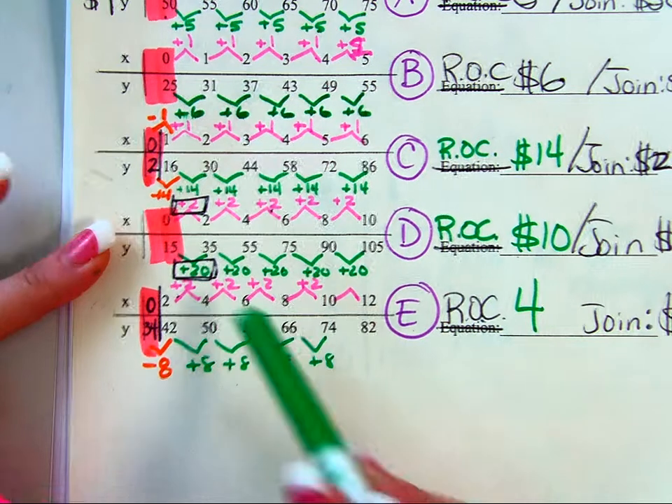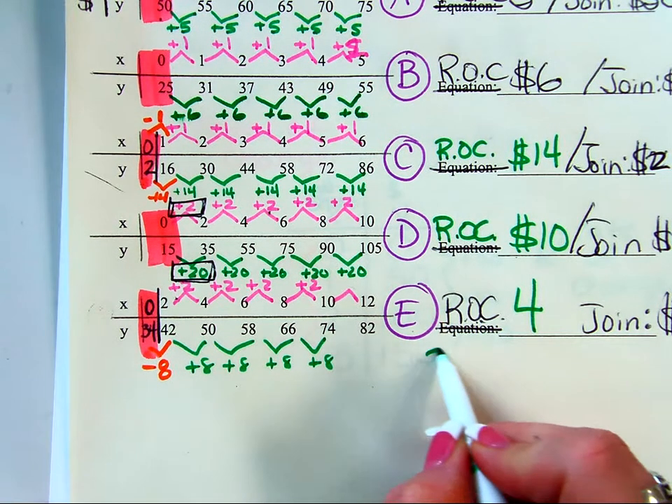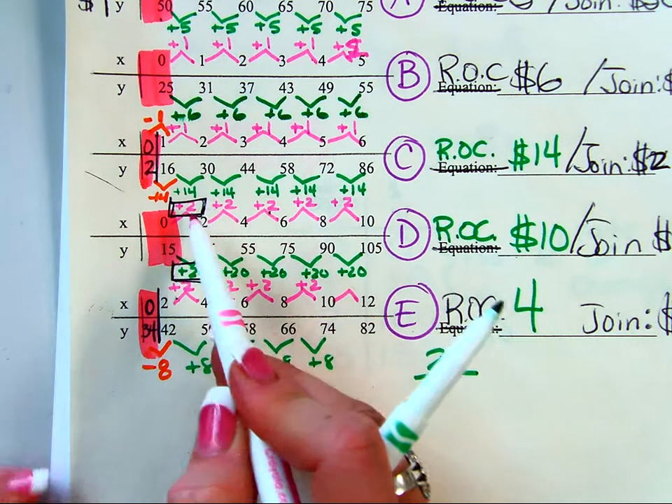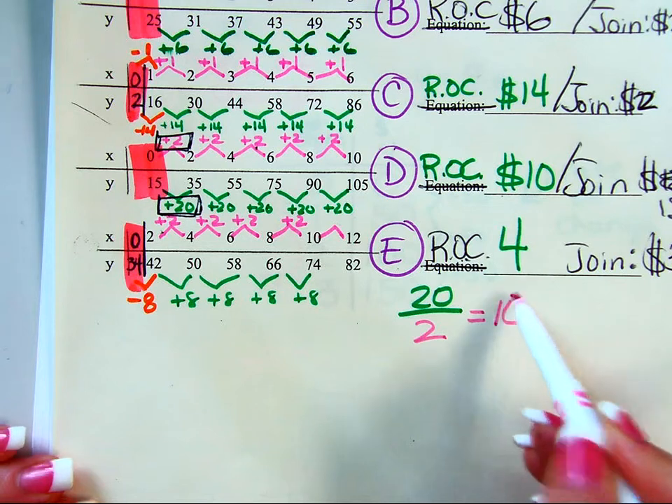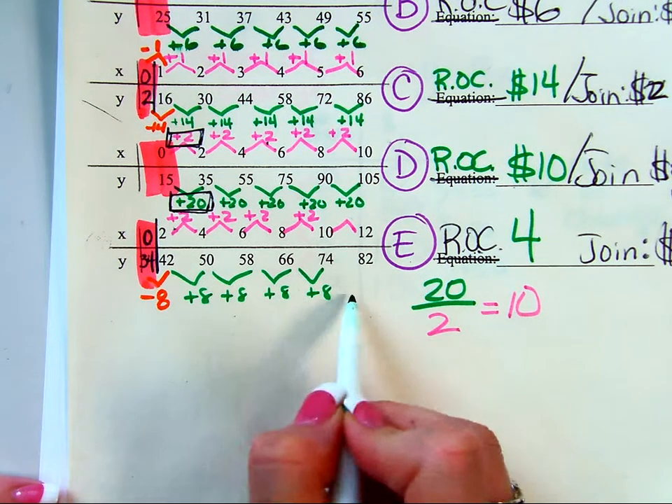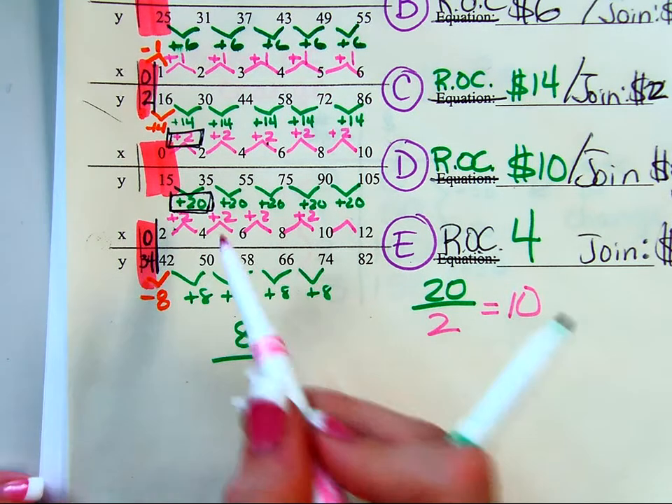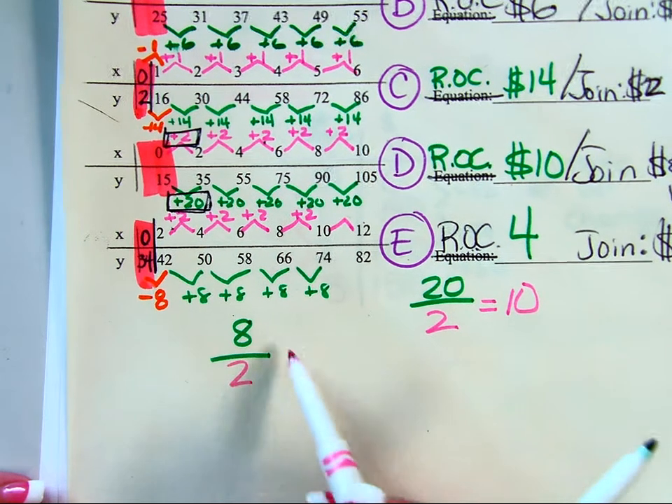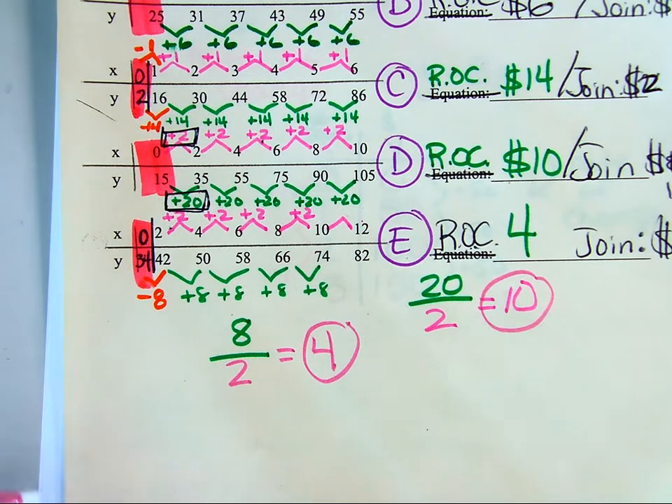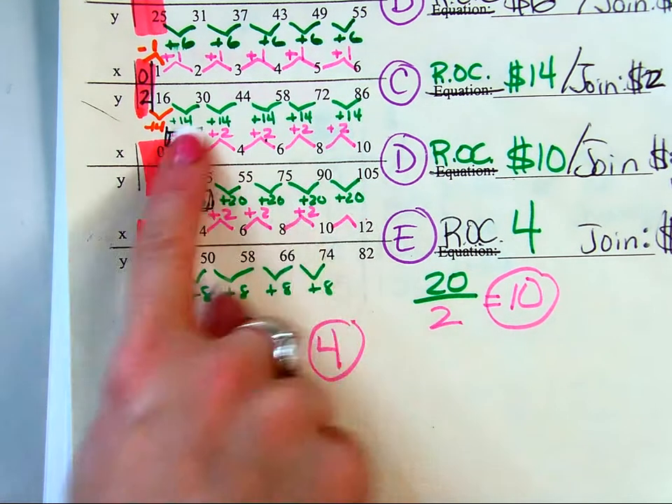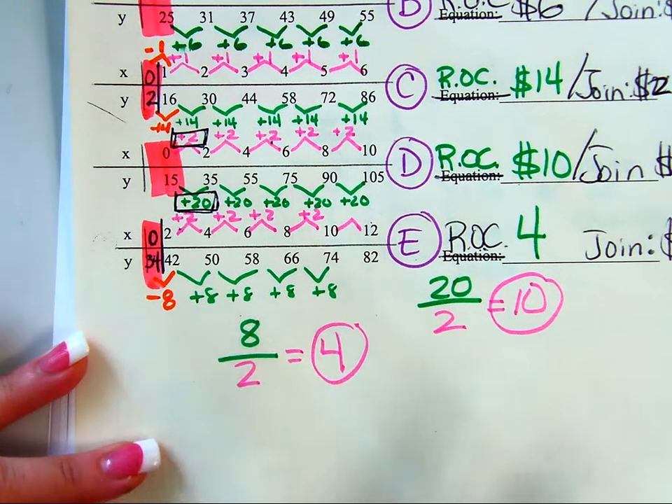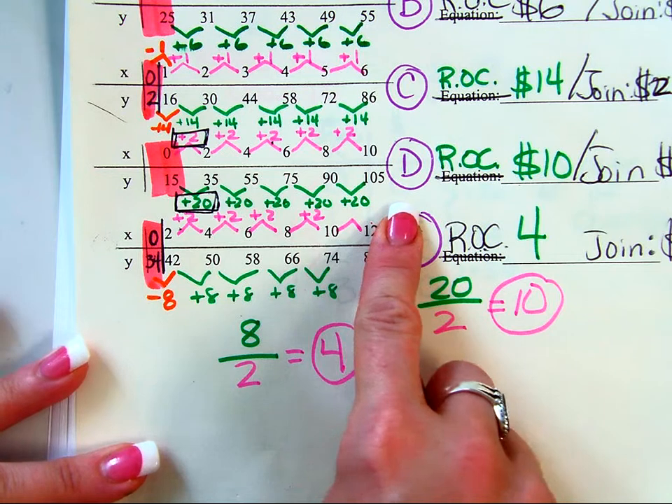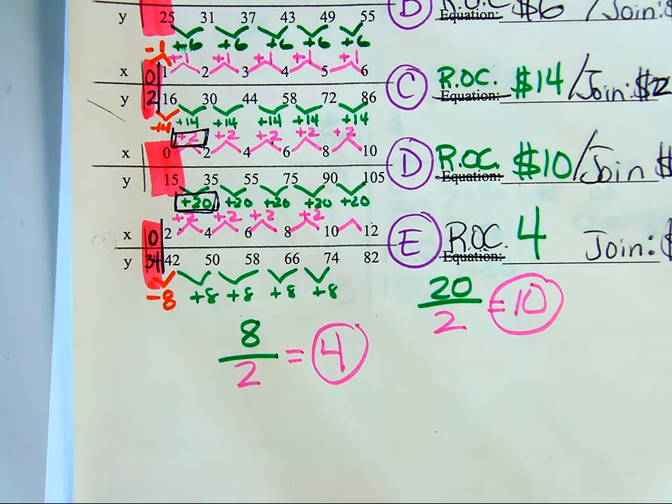What was the change in the y values here? 20. What was the change in the x values here? 2. What was 20 divided by 2? 10. What was the change in the y values here? What was the change in the x values here? 2. My rate of change was 4. So watch. If it has 0, 0, divide the y by the x. If it doesn't have 0, 0, and it's not proportional, you have to find the change in y and divide it by the change in x.